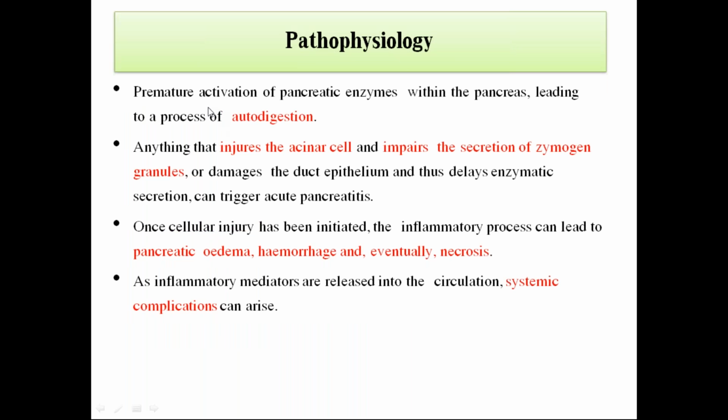The common pathway involves the premature activation of preformed enzymes within the pancreas, which leads to the process of autodigestion. Trypsin, which gets activated, leads to a catalytic chain of events and can lead to activation of all other enzymes, resulting in autodigestion. This mechanism induces the secretion of zymogen granules. After the cellular injury has been initiated, there will be a sequence of inflammation leading to edema, hemorrhage, and finally necrosis.